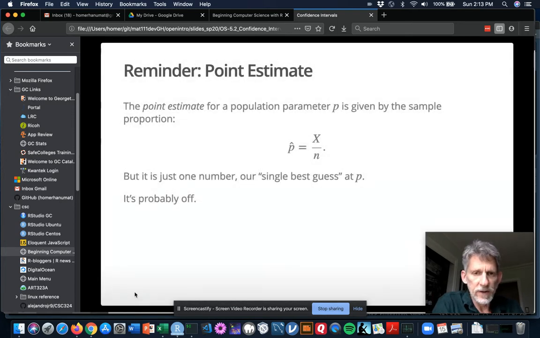Just to remind ourselves and catch up, when you're interested in knowing about a population proportion P, then you look at your sample proportion P hat. P hat is just X, the number of people who said yes to your yes-no question in the sample, divided by N, the number of people in the sample total. That proportion is your single best guess at the population proportion P that you don't know. It's probably off from P by some amount.